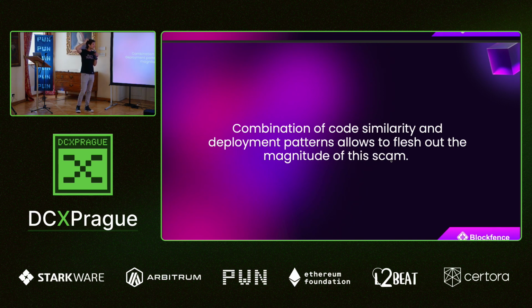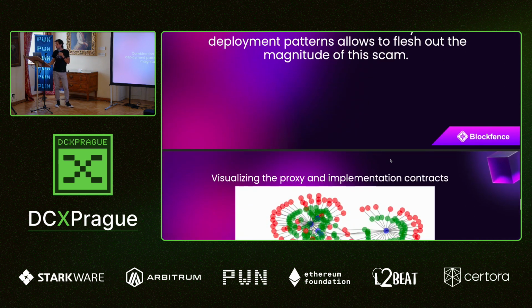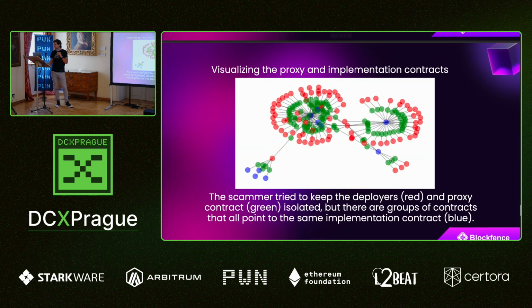Here, basically combining, we analyze smart contracts code, and we also analyze bytecode. We get signatures from there, and we check for similarity. We also check for deployment patterns, and in that way, we are able to connect the whole scam networks, right? Here, for example, we can see how we have the deployers on red of the contracts.